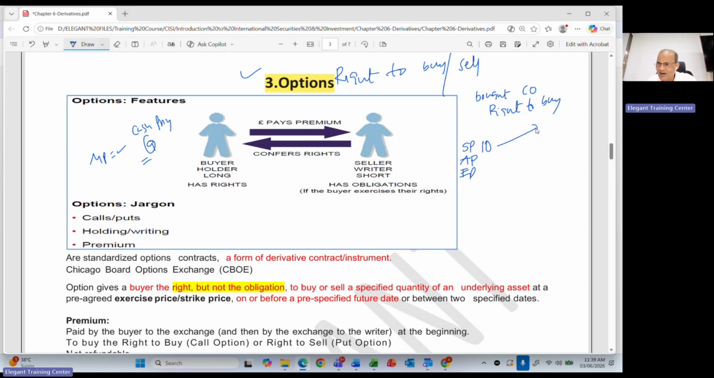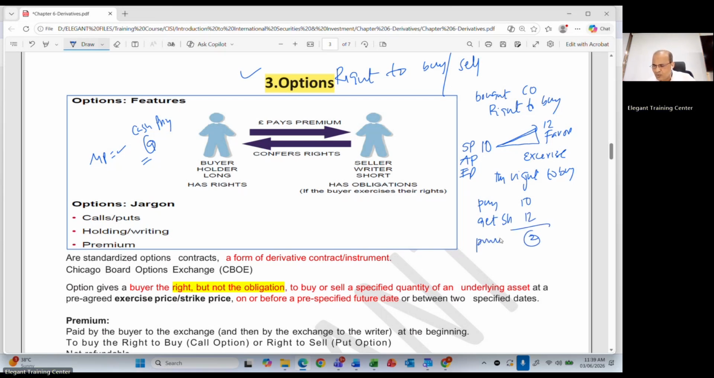Now the price went to, let's say, 12. So you will exercise. What will you say? Hey, I want my shares. So the price has gone to 12 and it is in your favor. So you will exercise the right to buy. How much will you pay? You will pay 10 and you will get shares worth 12. You are getting 2. That's your profit.